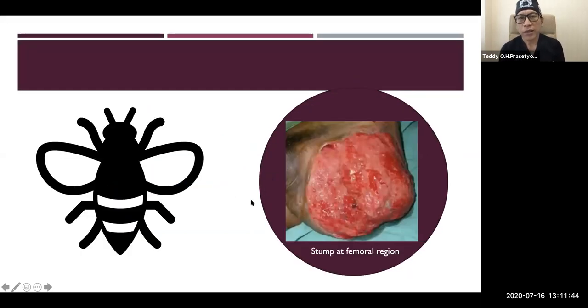And if you see a chronic wound like this, it's basically a stump at the femoral region. You see the wound covered with granulation tissue and some parts with slough. If you consider the dimension, it's quite huge. And if you consider that it's going to be a port of entry for infections, then you may ask yourself whether you really need a skin graft.